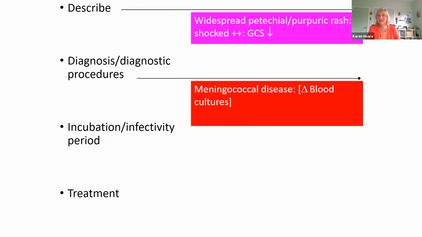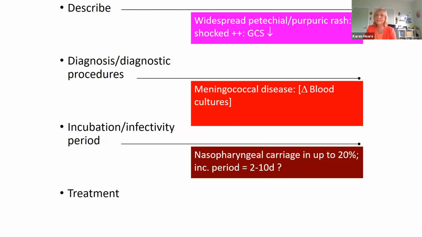Meningococcal disease, diagnosis through blood cultures. But as we said last week, in primary care, we would certainly give an injection of antibiotics immediately if we saw something like that, and send them to hospital with all the bells and whistles. Never send purpuric rashes to hospital in the parent's car. You always send them in an ambulance. So nasopharyngeal carriage in up to 20% of people. Don't know why some infants contract this. Incubation period 2 to 10 days.